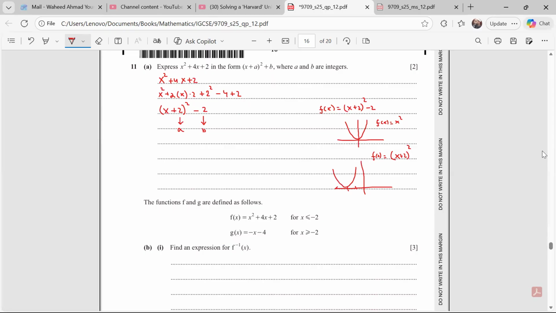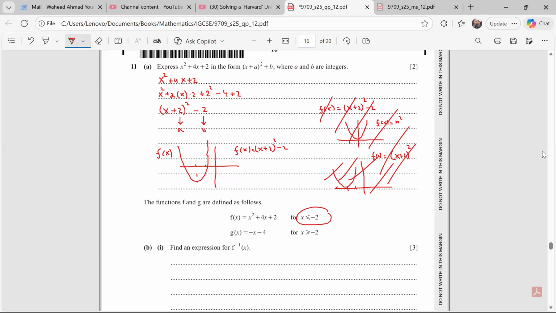Now if I have a function f of x which is x plus 2 squared minus 2, this would be shifted to the left 2 units and shifted down by 2 units. So I have this parabola something like this. So the given function f of x is this one. Let me cross out the other one so that it may not confuse you. But there's a condition here as well, that x is less than minus 2. So it means we are considering only this portion of this function.